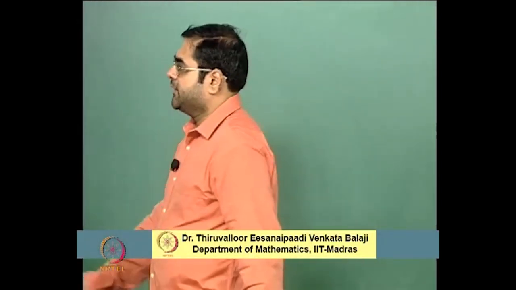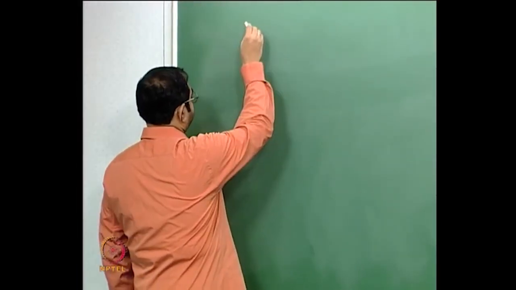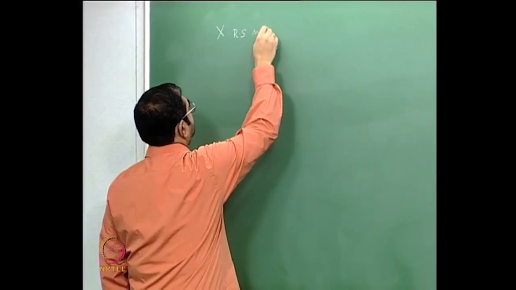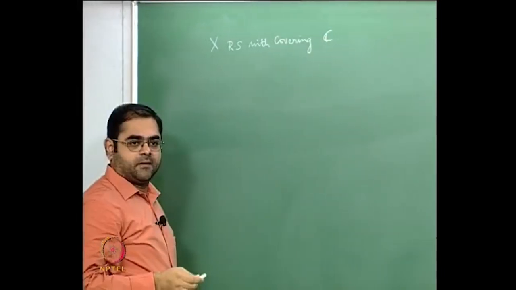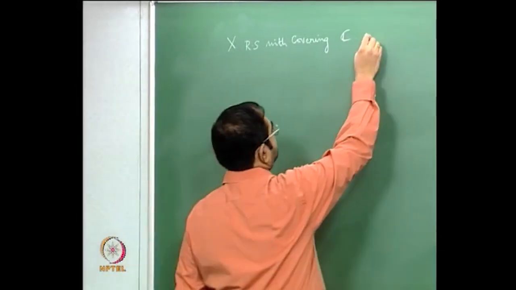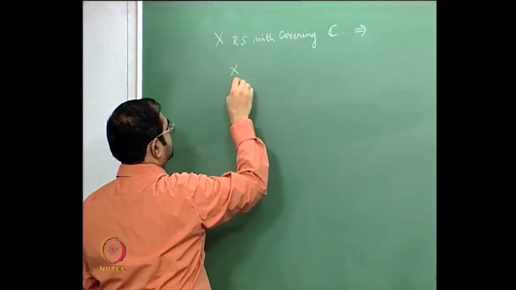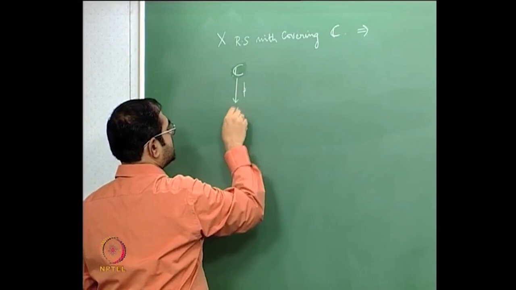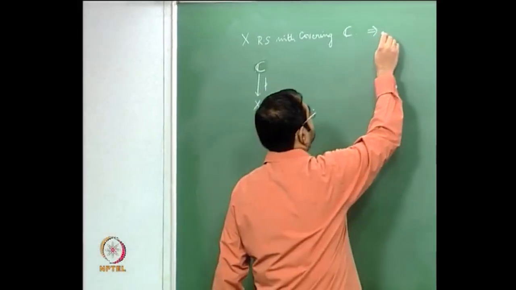Okay, so let us continue with our discussion. Let me remind you where we were at the end of the last lecture. We had taken X, a Riemann surface, with covering the complex plane. So if I call the covering map P from C to X, since the complex plane is simply connected, this is also the universal covering for X.